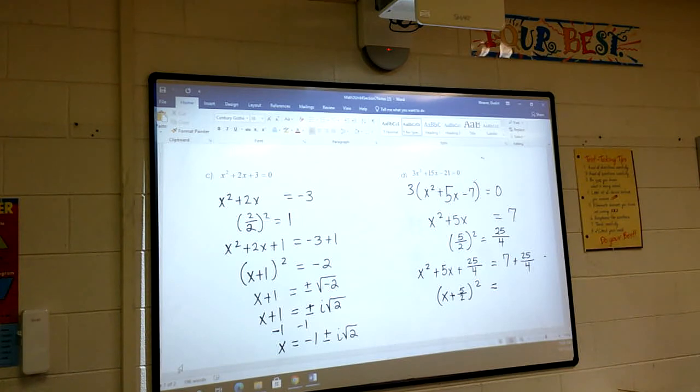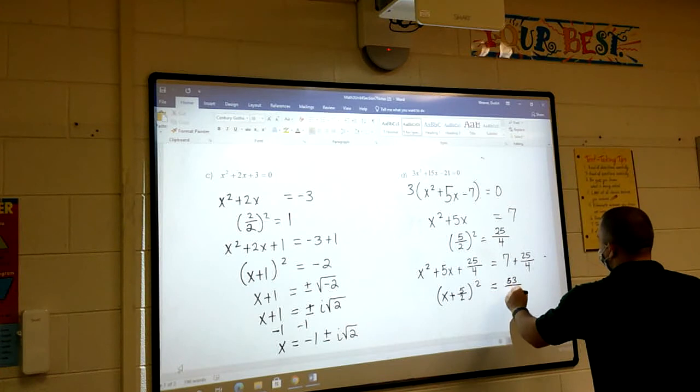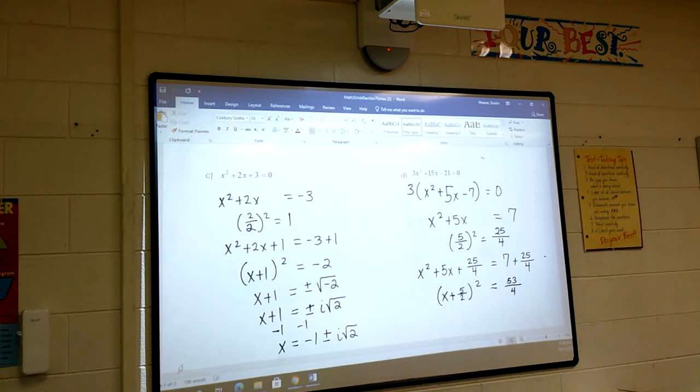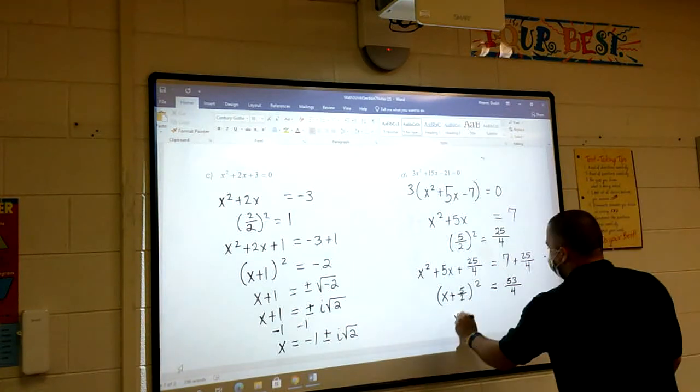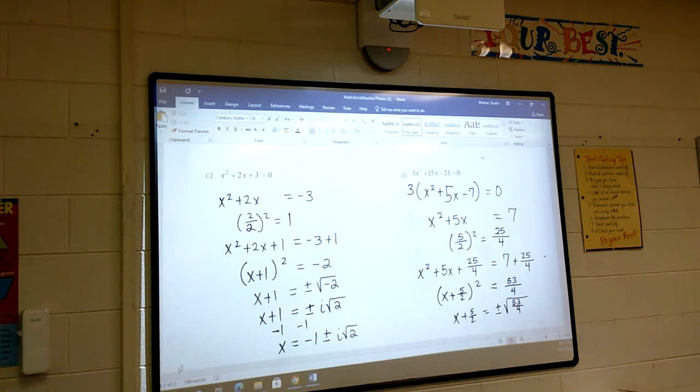That's 13.25. And I can make that into a fraction. The fraction should be, you can check me, but I think it's 53 over 4. Yep. So 53 over 4. Now, just because we have fractions, it's still the same thing. So now I'm going to take the square root of both sides. So x plus 5 halves equals plus or minus the square root of 53 over 4. And then I can just move the fraction over.